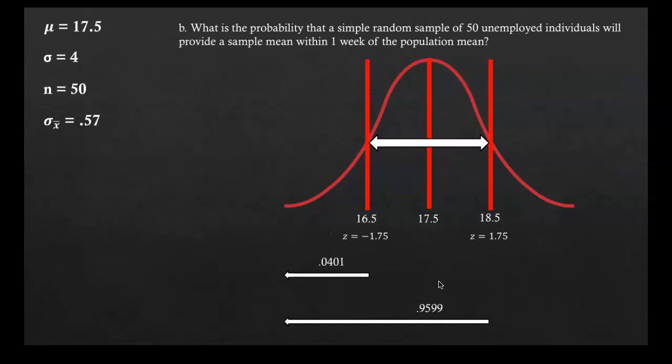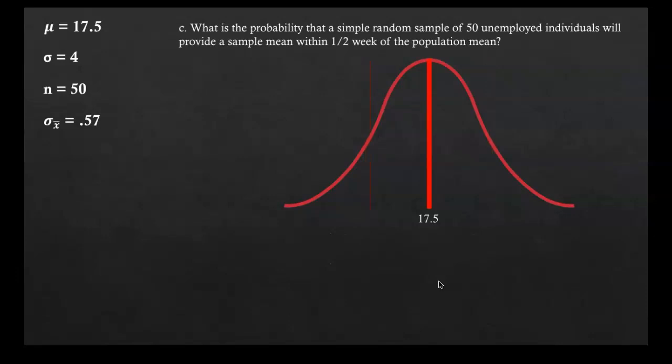So we now have our two areas to the left of each z-score, but we want to know the area between those 2 points. So in order to find that, we need to subtract our two areas. So if we do 0.9599 minus 0.0401, we will get 0.9198. And so that's the probability that this random sample will come back with a sample mean within 1 week of the population mean.